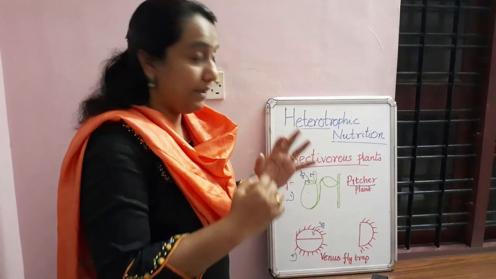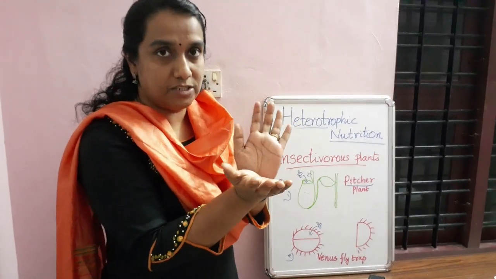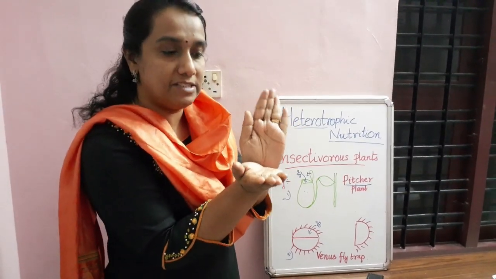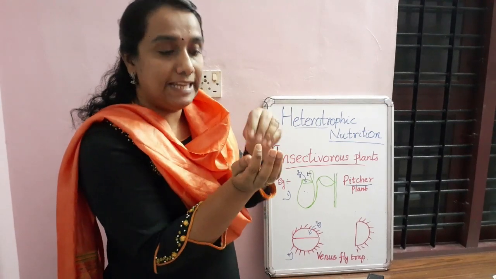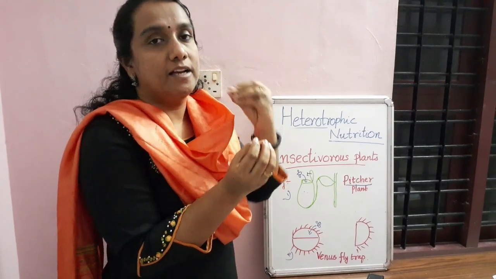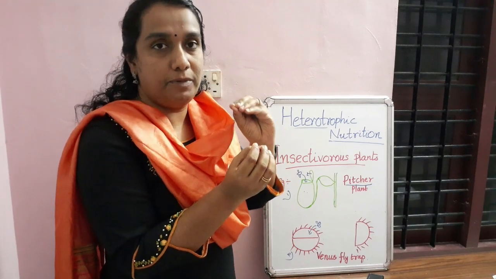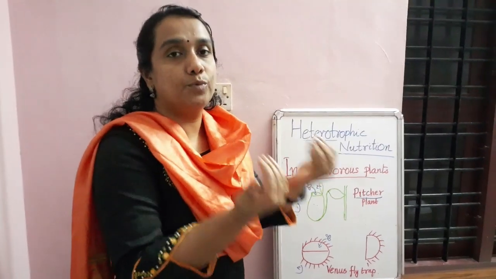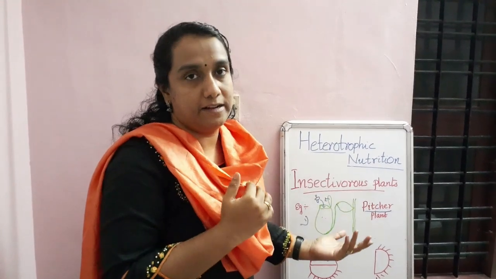It will be a red or green, attractive color. When the insect comes, it will close. After that, inside it there will be some sticky chemicals and enzymes.